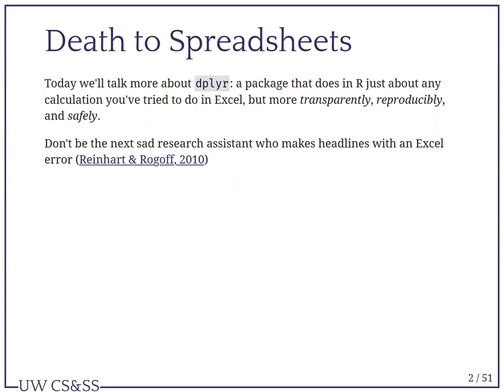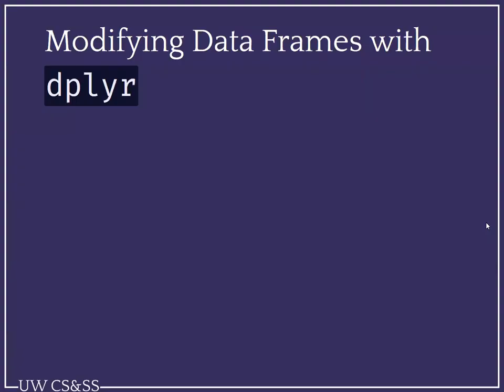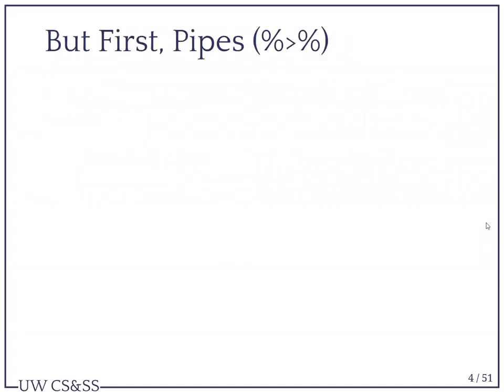So today we'll be talking about dplyr. This is a package that does any calculation you've tried to do in Excel, but more transparently, reproducibly, and safely. Don't be the next sad research assistant who makes headlines with an Excel error. You can read that article if you'd like. There is a more morbid version of this related to COVID that I do not like to keep as our pet example, but I'm sure we might have heard of that one as well. So let's talk about modifying data frames with dplyr. But first, we must talk about pipes.